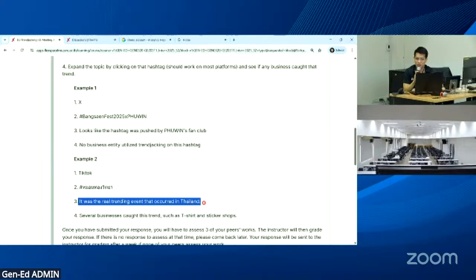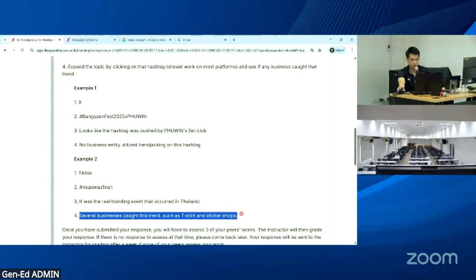Now, no one organized the posting. So this is the so-called organic hashtag that comes from real people, from a real thing that happened. And that was pushed to the top because it is really a popular event that occurred. And I found several businesses caught this trend, such as t-shirt and sticker shops.